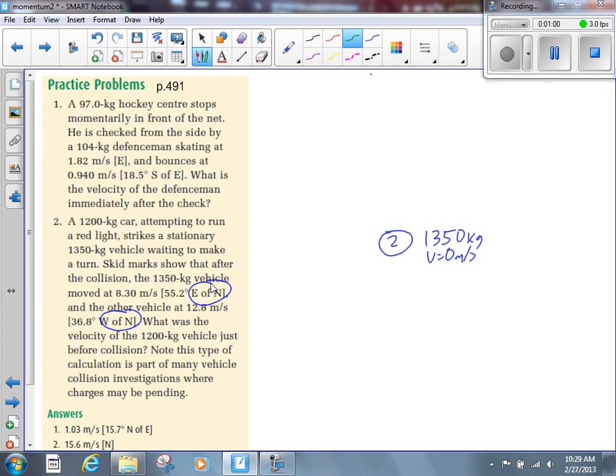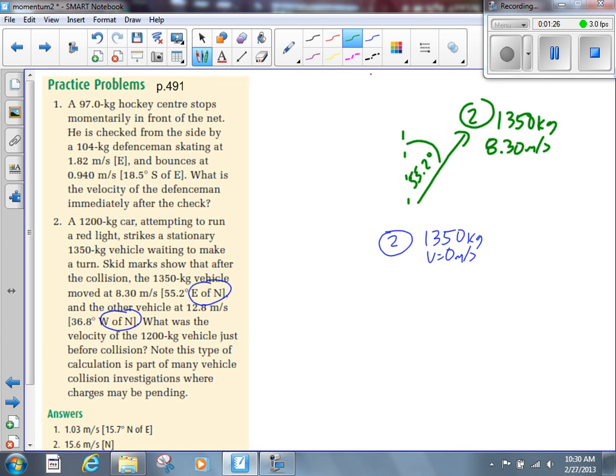Now after the collision again, the 1350, object number 2, goes east of north. So we'll say object number 2 is up here at 8.30 meters per second, still a mass of 1,350 kilograms, and the angle would be 55.2 degrees east of north.